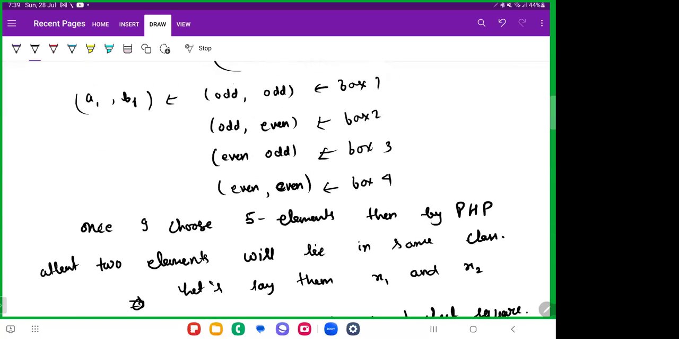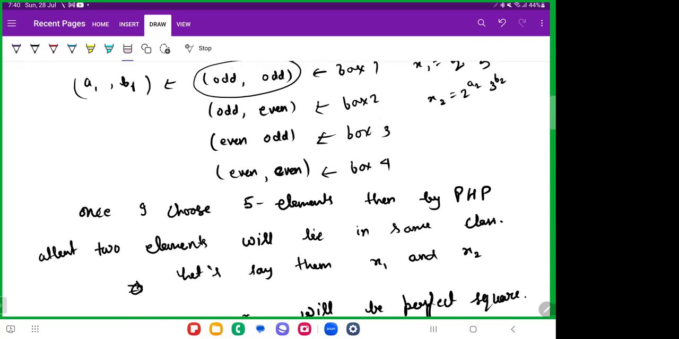If they lie in the same class, then we are already done, right? Suppose we are given 4 elements and 2 elements lie in the odd class, then we are already done because their A1 is odd, B1 is odd, for the first element x1, 2 to the power A1 and 3 to the power B1, A1 is odd, B1 is also odd, and for x2 also 2 to the power A2, 3 to the power B2, this is also odd. For 2 elements, if they are odd, then we are already done. Odd plus odd is going to be even, so they are going to be a perfect square, right? Yes. So we are done in that case.